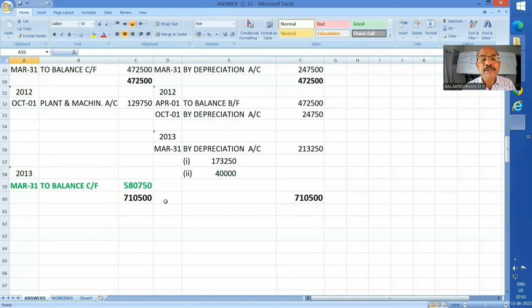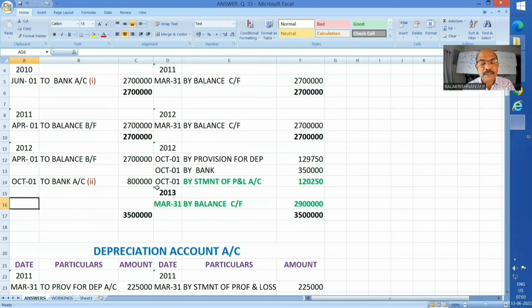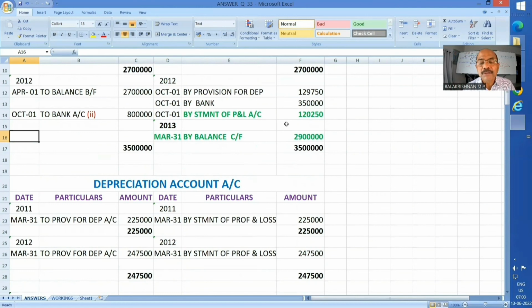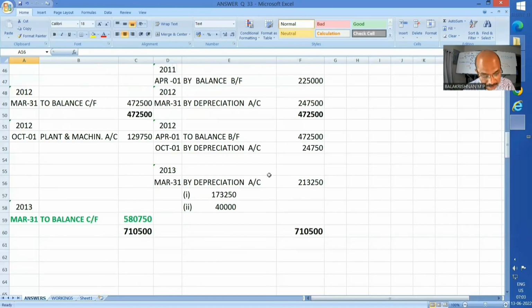Now I have got the responsibility to convince you that the answers I have got are in agreement with whatever the author has told. As far as the asset balance is concerned, he has told it is 29 lakhs. And also he has told the loss in respect of the sale of the asset is 1,20,250. Further, he has told the balance in the provision for depreciation account is 5,80,750. So all these answer hints, whatever he has given, are in agreement with whatever I have got.